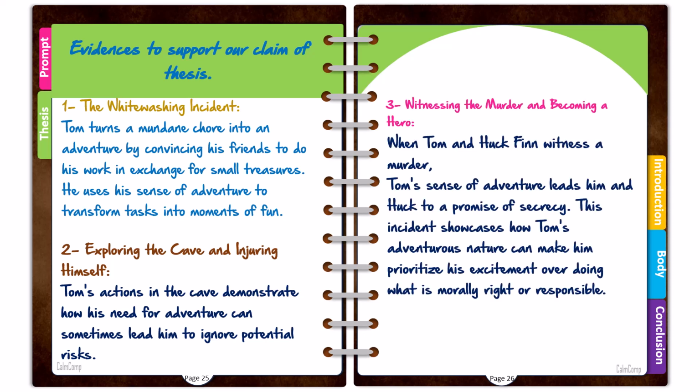My third piece of evidence that I thought fit Tom was when they witnessed the murder in the graveyard. He chose to keep the secret from the town, not only because it was a gruesome event, but he also wanted to keep his excitement to himself. This incident shows how Tom can make morally complex choices, and through the story, we explore how he deals with that. This is a very good piece of evidence to show his character through his adventures.